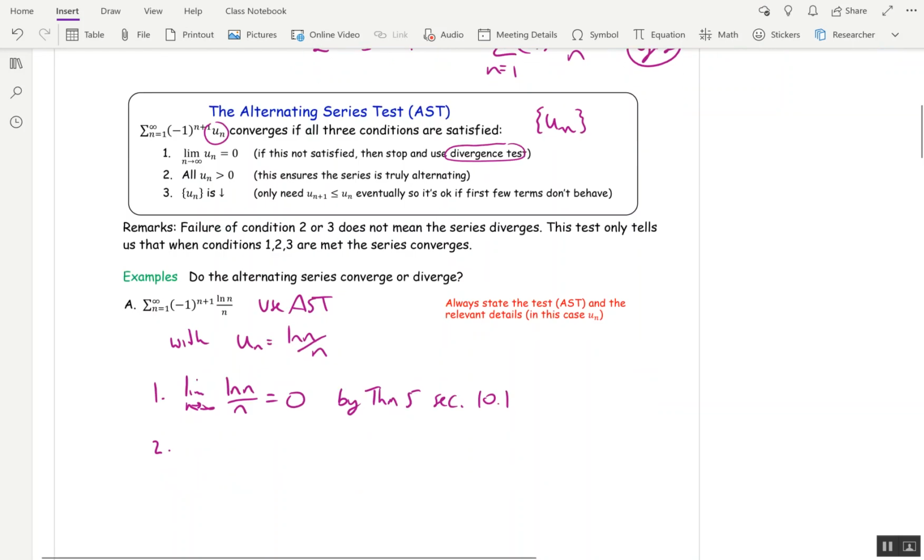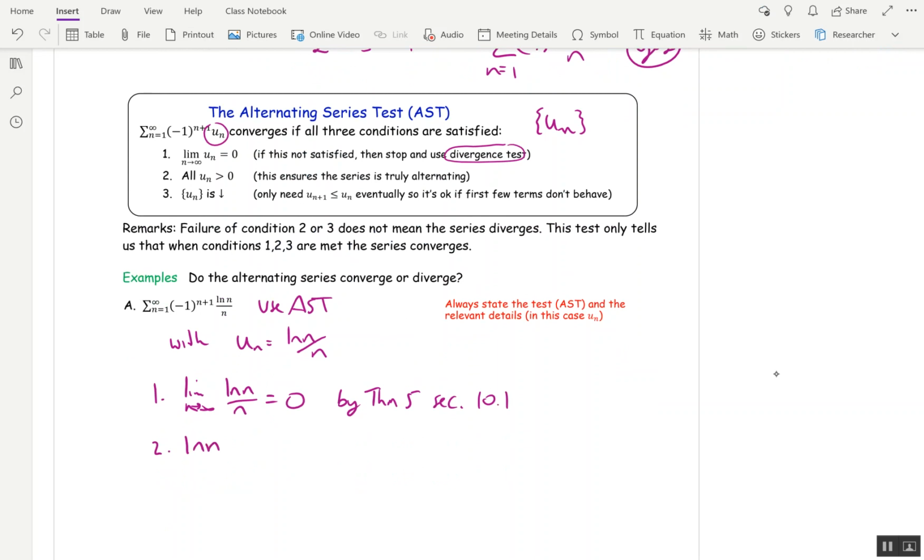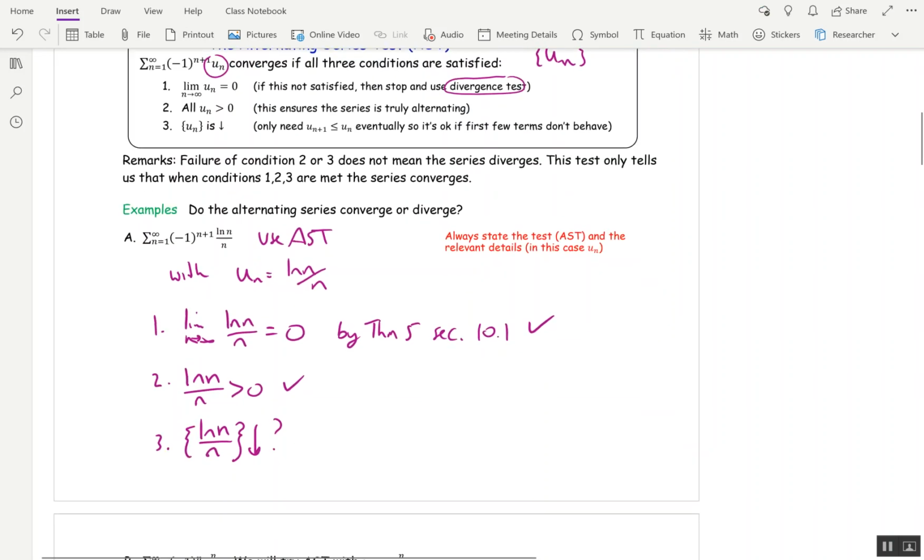2, all the terms of the sequence are positive. So I'll put a check mark by 1. Check mark by 2, that's true. And then 3, we need to determine if ln n over n is a decreasing sequence. Now that's not obvious because the numerator is increasing and the denominator is increasing. So to show that's decreasing, I'm going to let f of x be the function ln x over x, and I'm going to show the derivative of f is negative.